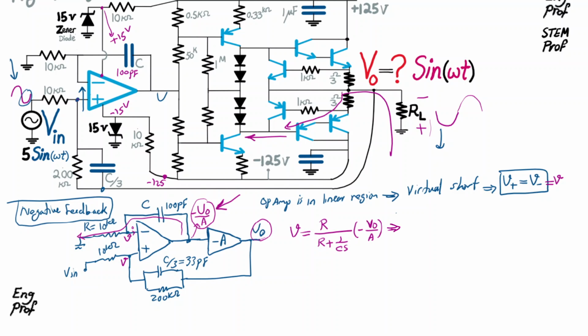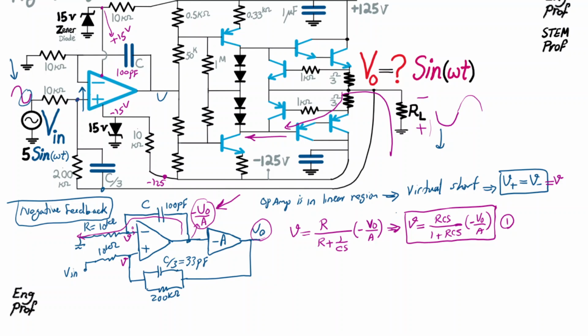So just as a note, we say V is equal to RCS divided by 1 plus RCS, and then we have negative V out over A. So let's keep this as an important equation that we're going to use. So let's say equation 1.